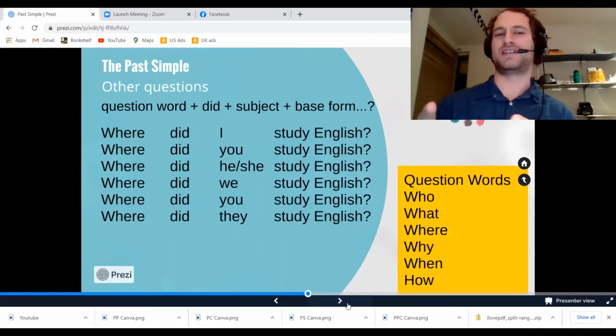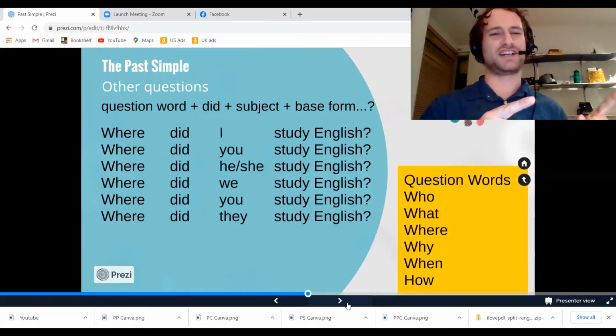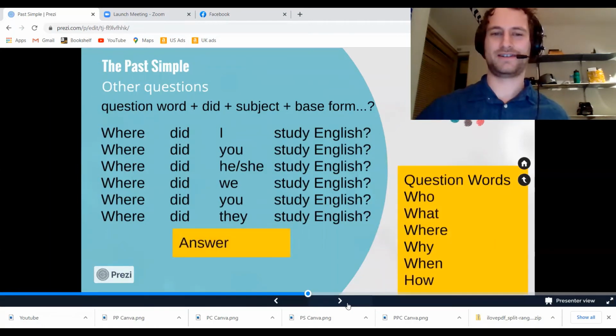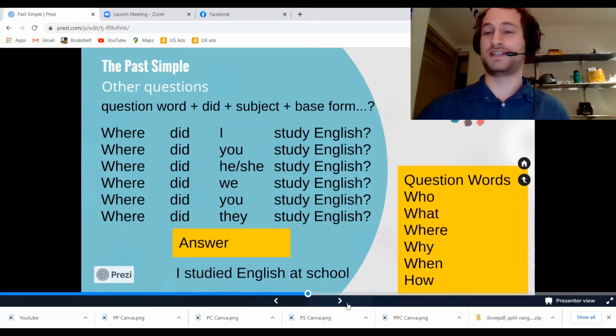Where did you study English? Where did she study English? Where did we study English? Where did they study English? Answers? I studied English at school. He studied English at university. She studied English at home.